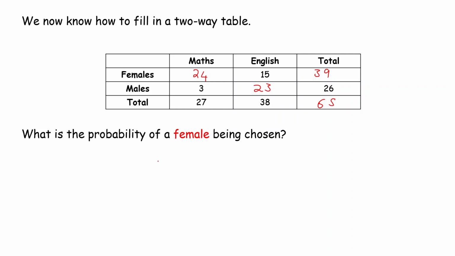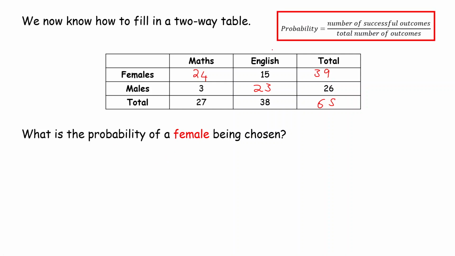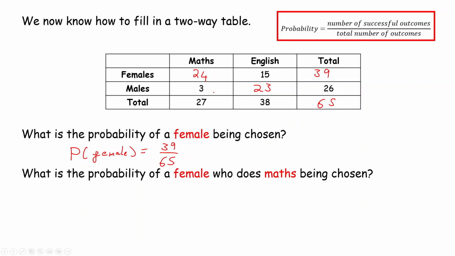Now a question might be this: what is the probability, and remember the probability formula is up here, of a female being chosen? So I could write here capital P, the probability, of a female being chosen. We can see that in total there are 39 females, out of the total number of people in the whole thing, which is 65. That is your overall total. So 39 over 65, and that would be your answer. So that's what we know about probability already, just applying it to two-way tables.